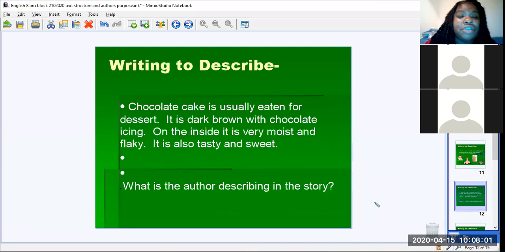My personal favorite. Chocolate cake is usually eaten for dessert. It is dark brown with chocolate icing. On the inside, it is very moist and flaky. It is also tasty and sweet. What is the author describing in this story? Cake.